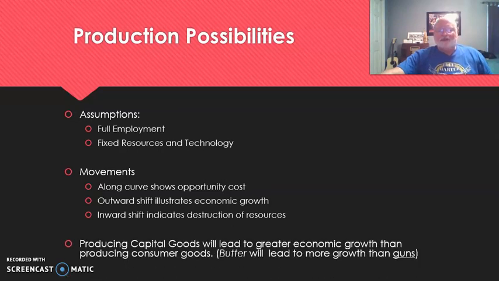All right, producing capital goods, and we're going to show all this on the graph in a minute, will lead to greater economic growth. Butter will lead to more growth than guns. And remember, the guns or butter argument is basically what are you focused on? Domestic issues or defense, which is basically foreign affairs. And that's the old Republican Democrat argument, conservative liberal.